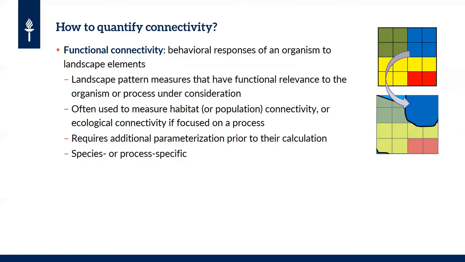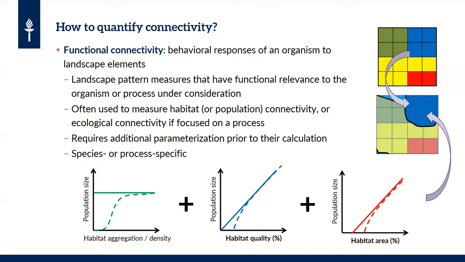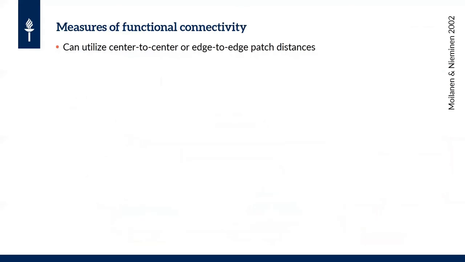Additional important species-specific parameters are related to the ability of the habitat to host individuals. So we get back to our old friends, habitat area, quality, and aggregation. That is, we need to know at least what kinds of relationships there are between the population size of our target species and the amount and quality of its habitat. More elaborate calculations of functional connectivity also include parameterization of the relationship between population size and habitat aggregation or density. All this information then needs to be put into a single quantitative measure.